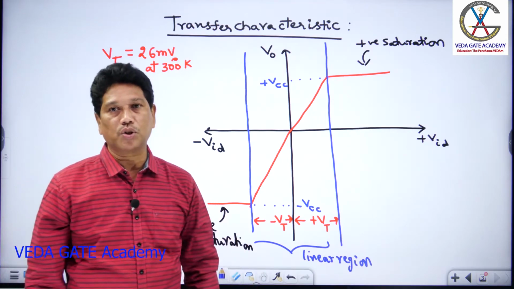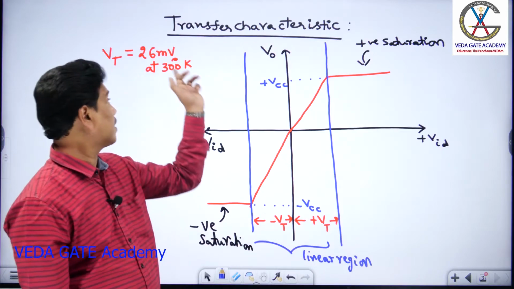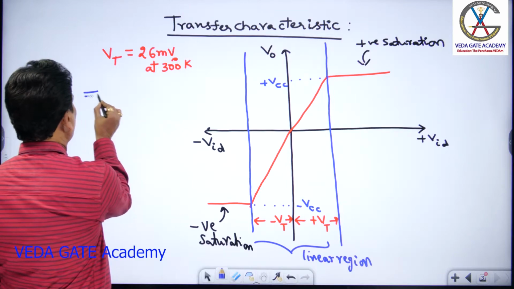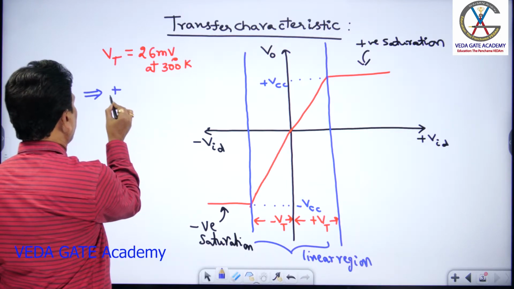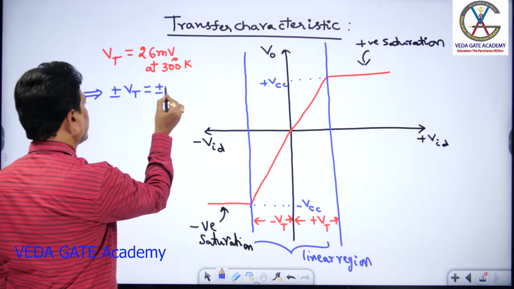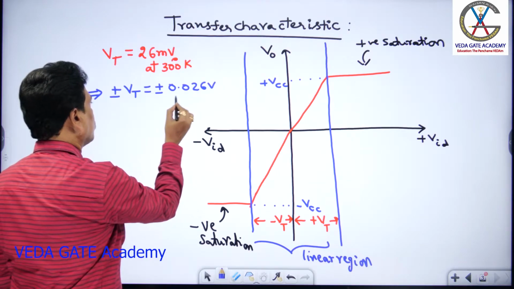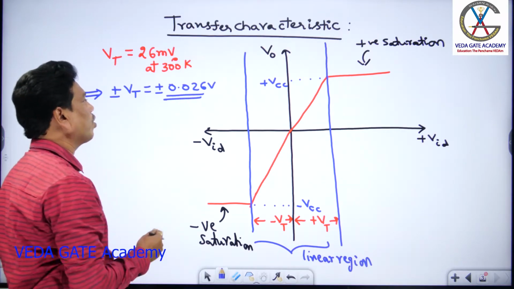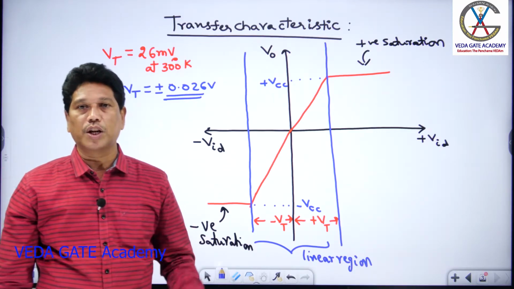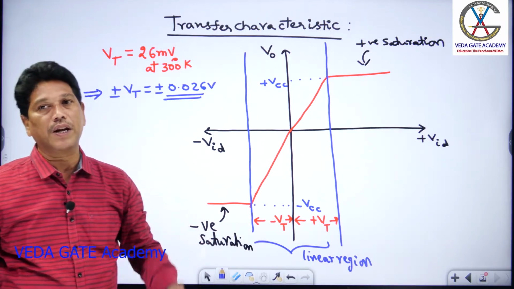The op-amp goes into saturation mode whenever the differential input voltage crosses the plus or minus VT scale. VT at room temperature is 26 millivolts, so plus or minus VT is on average plus or minus 0.026 volt. To keep the op-amp in the linear region, remember that the differential input voltage must be kept negligible. Under that condition, the op-amp stays in the linear region.